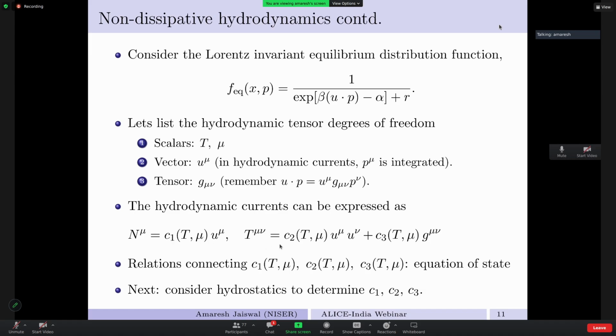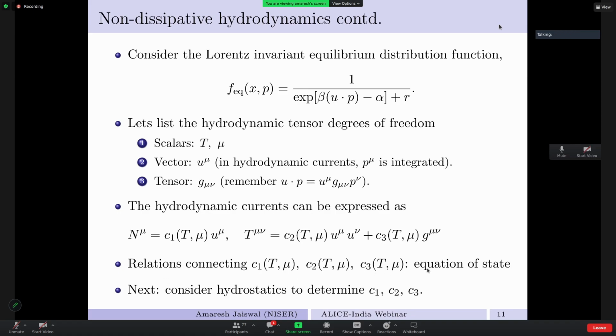So these are Lorentz scalars, C1, C2, C3, but we only have two scalars, T and μ, to define equilibrium. C1, C2, C3 have to be related via some equation, which we call the equation of state, because there are only two independent quantities, T and μ. So out of these three, there will be only two independent quantities, connected by the equation of state. This is how we recognize that there must be an equation of state at play here.